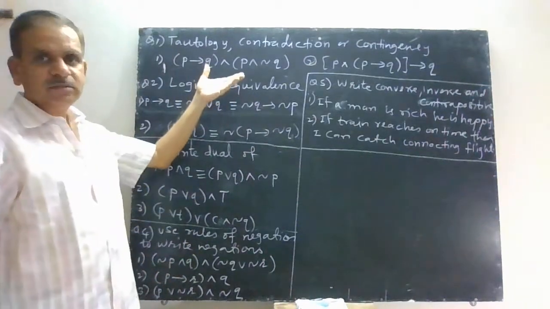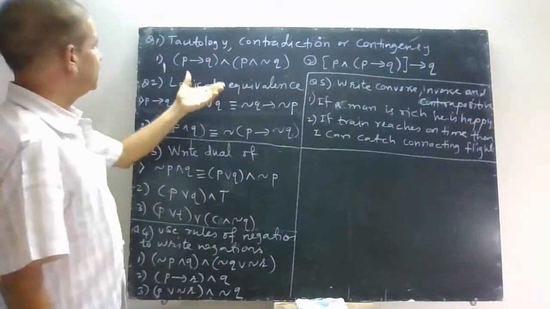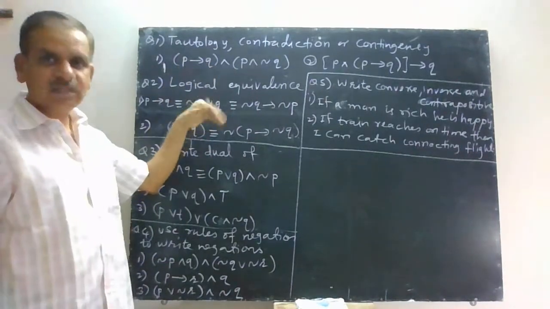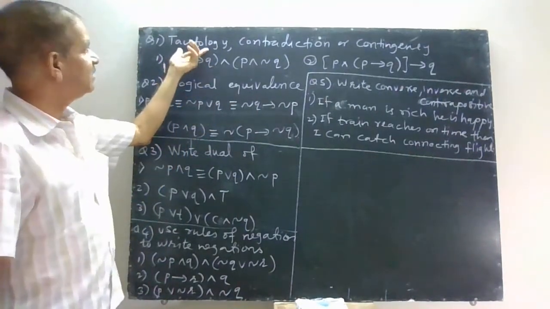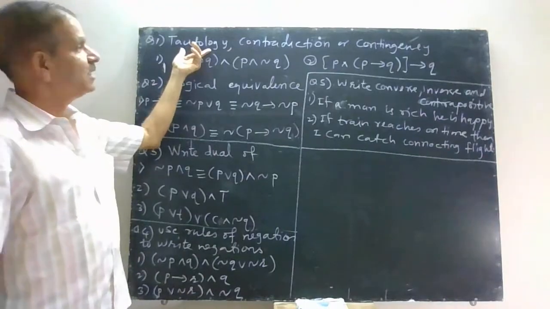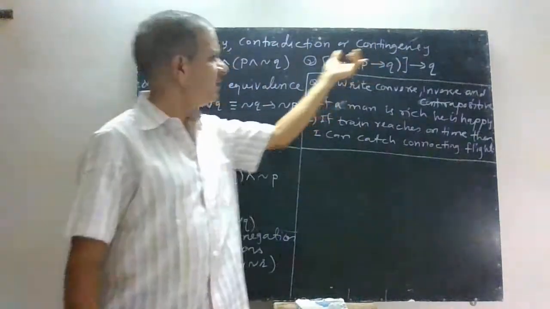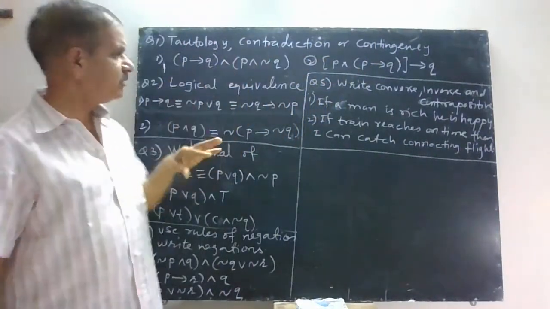Now see, for logic, let us solve some other types of problems. The first type of problem is whether the given statement pattern is a tautology, contradiction or contingency. I have just taken two examples. We will try to solve those.